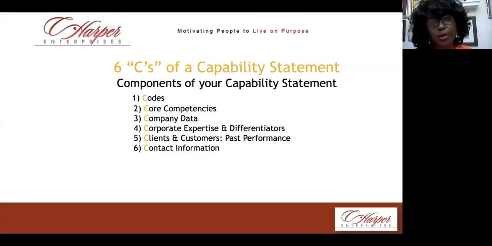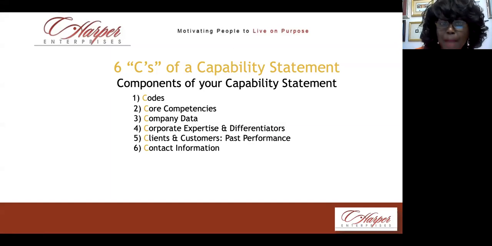Absolutely. Your codes are very important. So there are 6 C's of a capability statement. The first one is your codes. There are 7 or 8 different codes, and definitely 4 of them must be on your capability statement. So your codes are relative to the success of your capability statement. Your core competencies. When we talk about the core, we talk about the center. What are the core competencies that you offer?